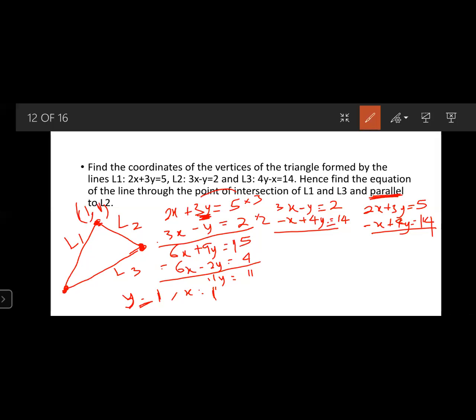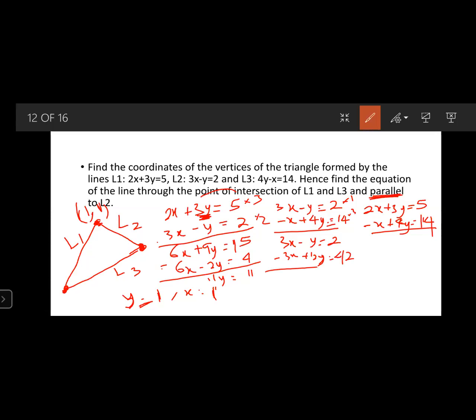So I will go to the second one too. I may not need to multiply equation 1 by anything, or by 1. Equation 2 by 3. So I'm going to have 3x minus y equals 2. Then I have minus 3x plus 12y equals 14 times 3, which will give me 42.